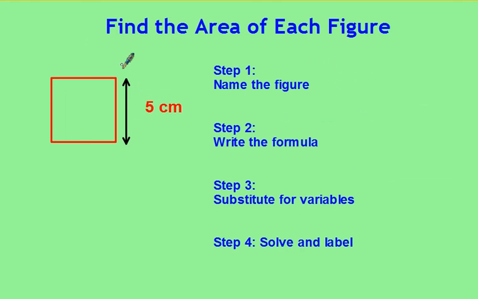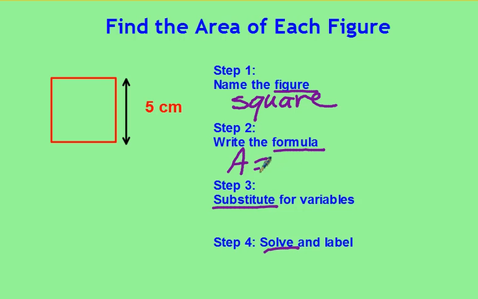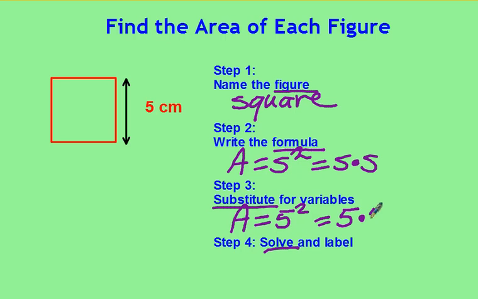A square also has its own formula. So again, follow the same 4 steps. Figure, formula, substitute, solve. So it's a square. The formula for the area of the square is A equals side squared. Now remember, side squared is the same as side times side. Substitute for your variables. A equals 5 to the 2nd power. Remember, that's the same as 5 times 5. So area equals 25 square centimeters.